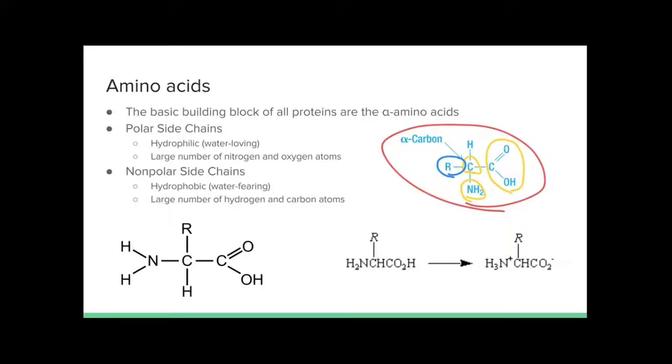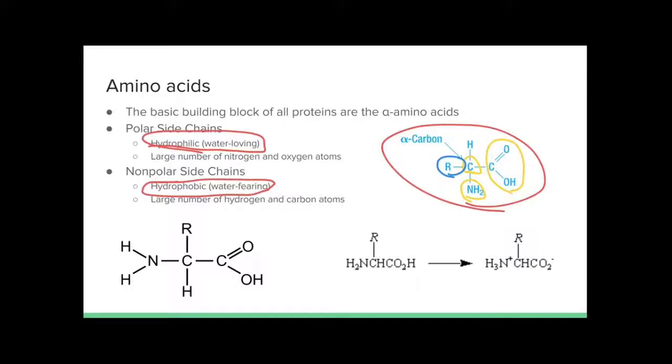Polar side chains have large numbers of nitrogen and oxygen atoms and are hydrophilic, meaning water-loving. Nonpolar side chains contain large numbers of hydrogen and carbon atoms and are hydrophobic, meaning water-fearing. Polar side chains are hydrophilic because they have dipole-dipole interactions with the water molecules.